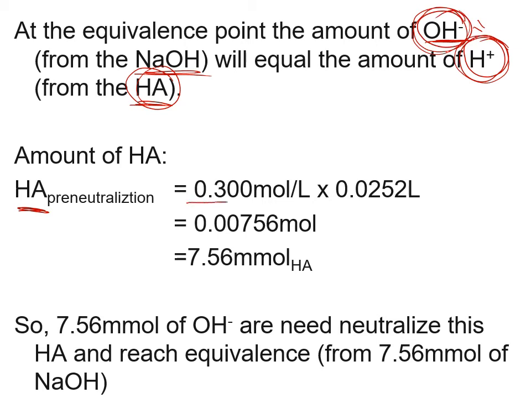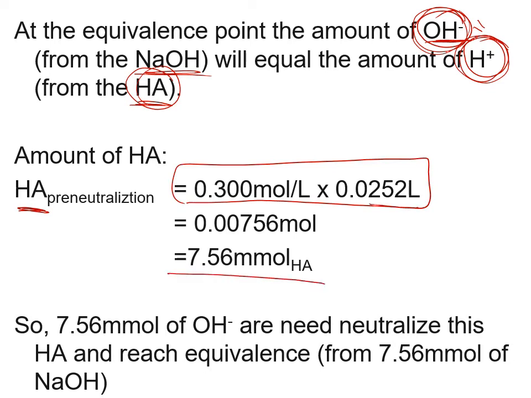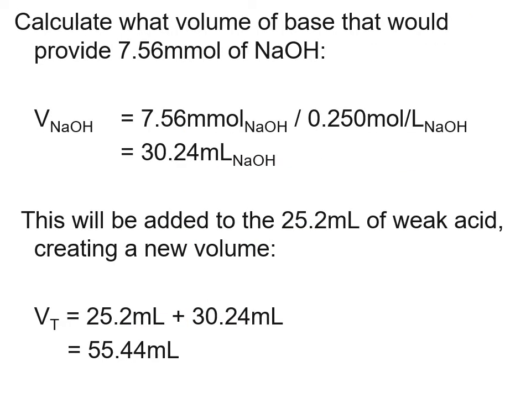So our acid itself is 0.3 moles per liter, and we have 25.2 milliliters. So that gives a total of 7.56 millimoles of the acid. So to get to the equivalence point, we need 7.56 millimoles of hydroxide. So that's the amount that we need. But remember, it's coming in a solution, so we're going to have to figure out what the volume is. So calculate the volume of the sodium hydroxide needed. Just do a volume calculation.